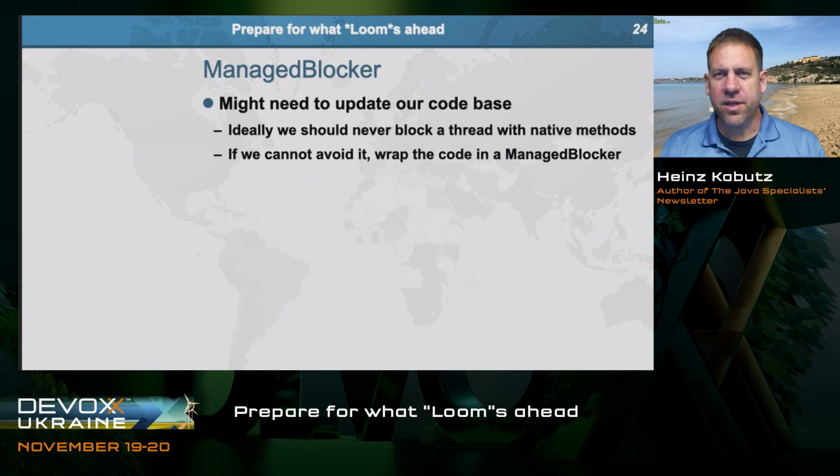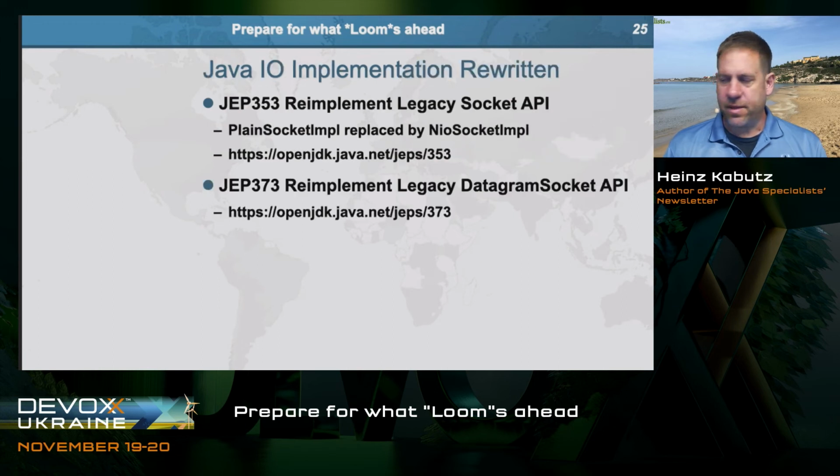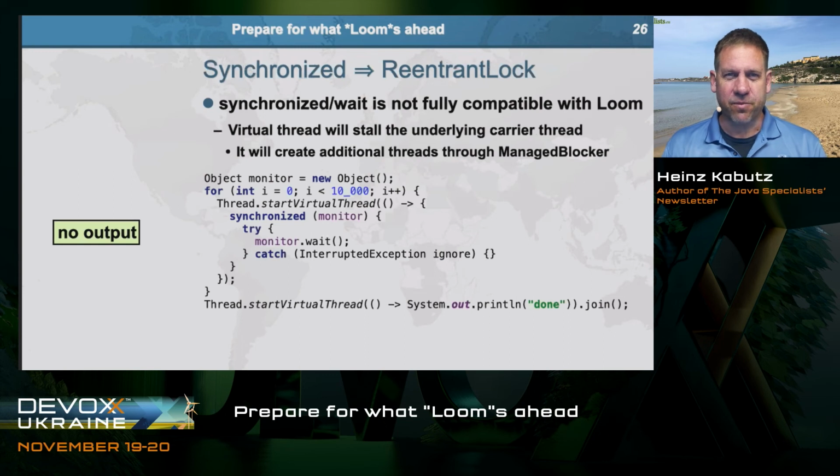If we've got code that blocks a thread whilst inside a native method, especially whilst synchronizing, then ideally we want to move over to a different mechanism. But if we can't avoid it, we want to wrap our code inside a managed blocker. I'll show you how it's done with synchronized in a moment. Also, they've rewritten a lot of the Java IO, so the plain socket impl has been replaced with an NIO socket impl. Similarly with the datagrams, and it still works, which I think is always amazing, that they changed so much and it still works.